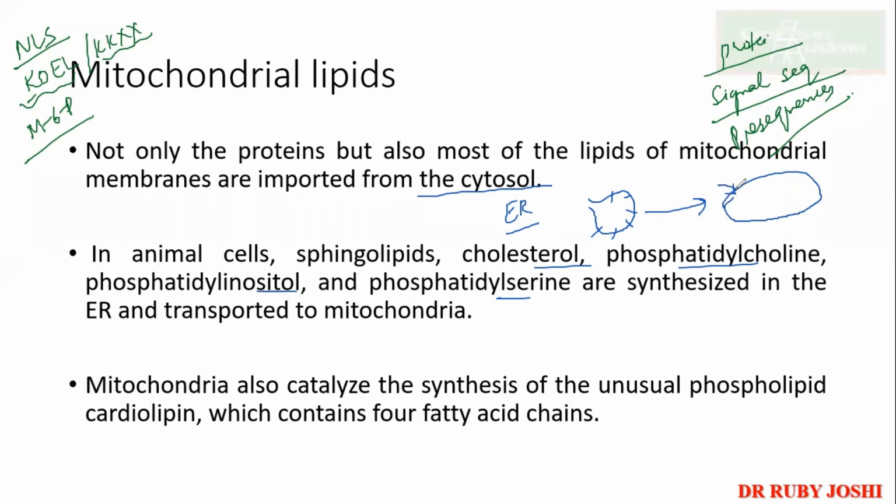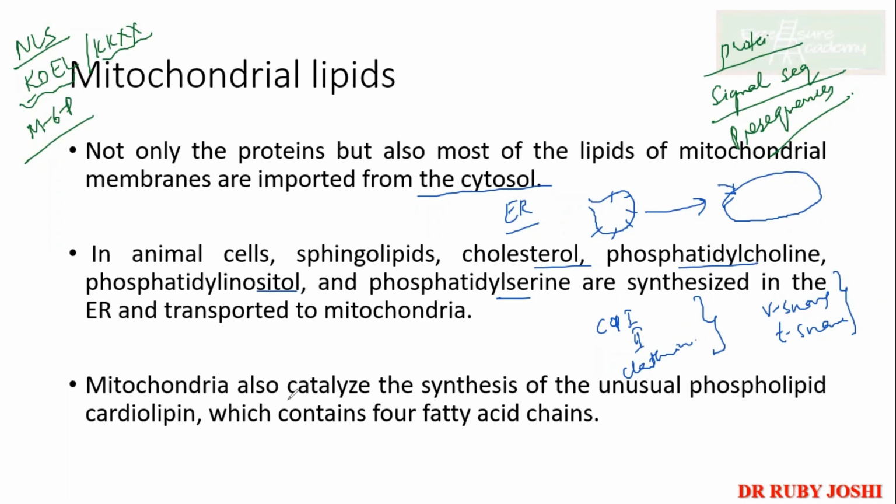Now we have seen how the vesicles are formed with the help of COP1, 2 and clathrin, right? With the help of these coat proteins. And then we have seen how it gets fused. Fusion means we have talked about the V snare and T snare. There the fusion happens. So this is how the important lipids are transported to the mitochondria or any other organelles.